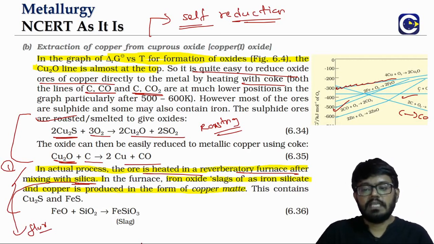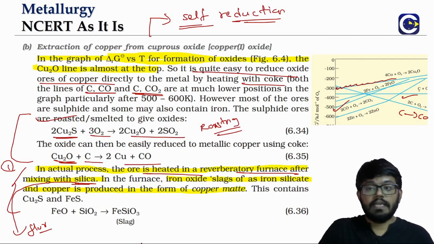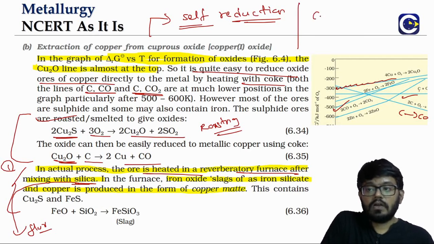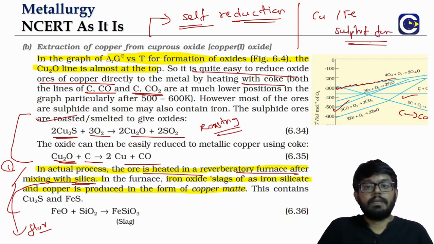What happens in this reverberatory furnace is that hot air comes in, which has oxygen. The copper ore will contain copper as well as iron in the sulfide form. If you take copper pyrites, what is it? It is a copper iron sulfide. So it will have copper sulfide as well as iron sulfide.